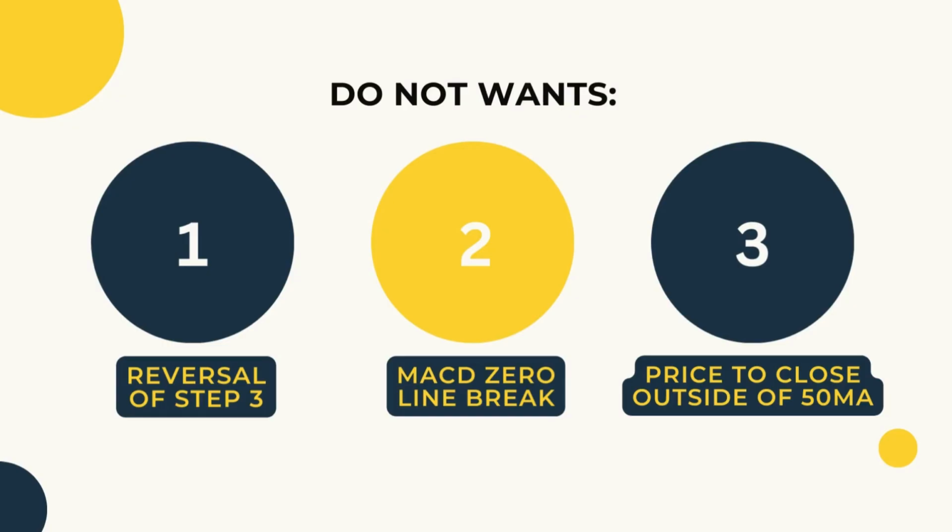There are 3 things you do not want to happen after steps 1 through 4. You do not want a reversal of step 3, which is the 4 and the 50 moving averages to cross. You do not want a MACD zero line break. And you do not want price to close outside of the 50 moving average. These can happen in any order and void market entry.